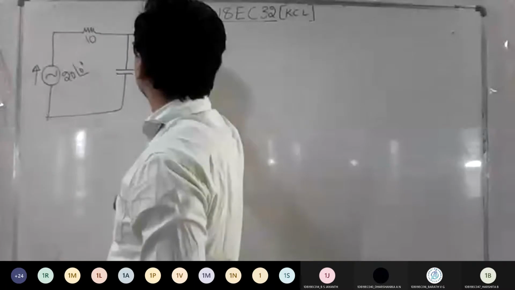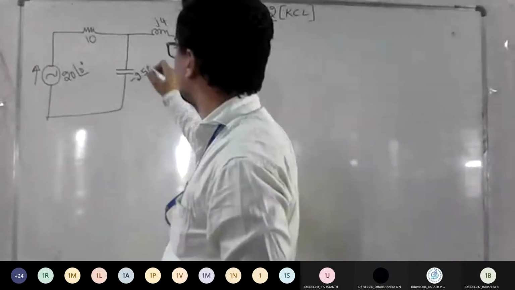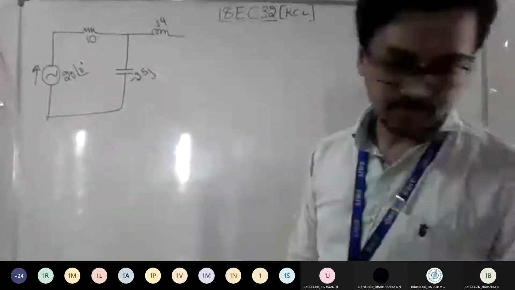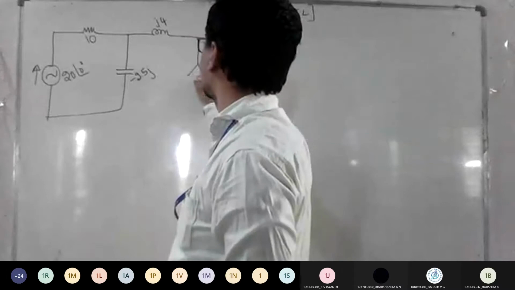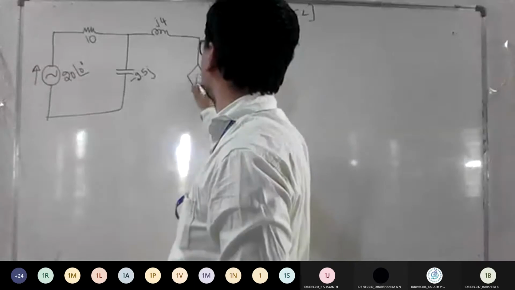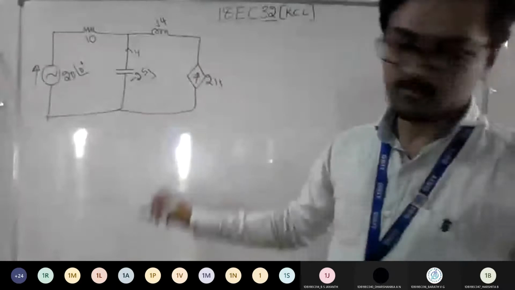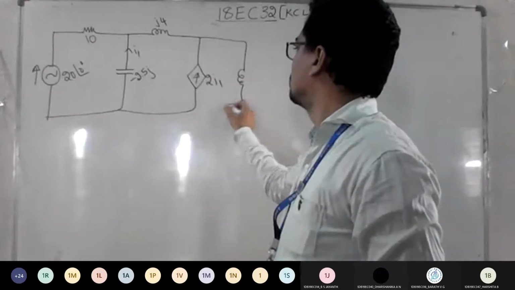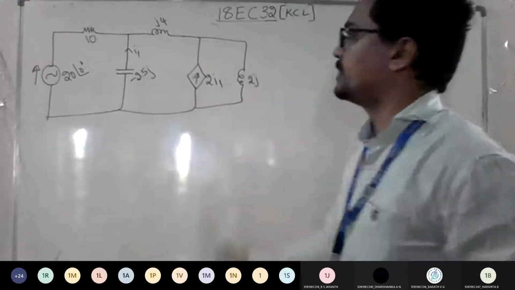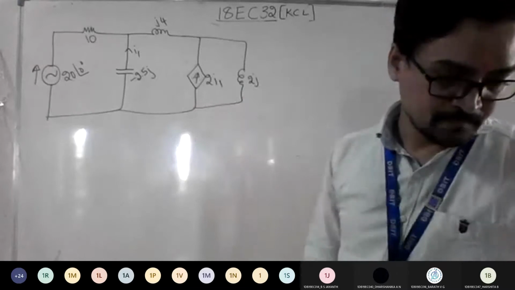So 10 ohm is the resistor, j4 is the value of the capacitor. They have given one different source here. Yeah, so this is the given question.